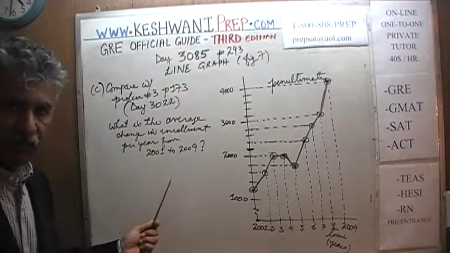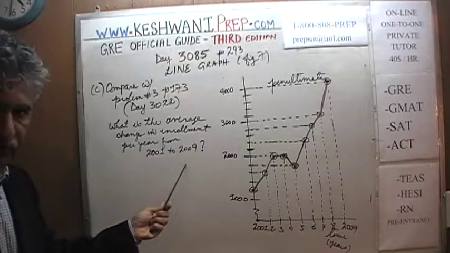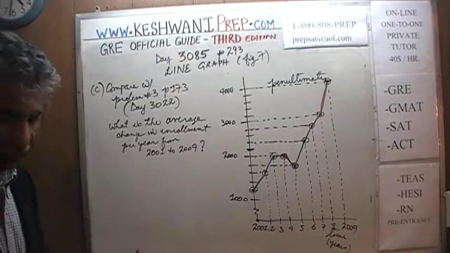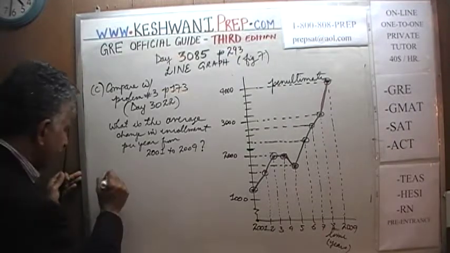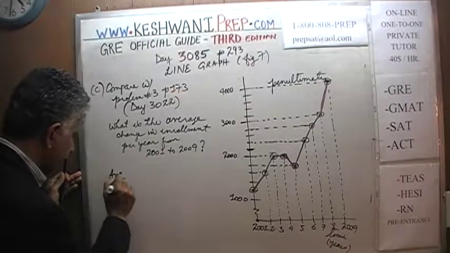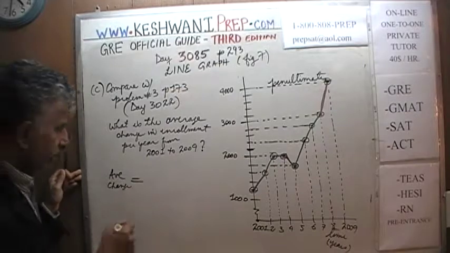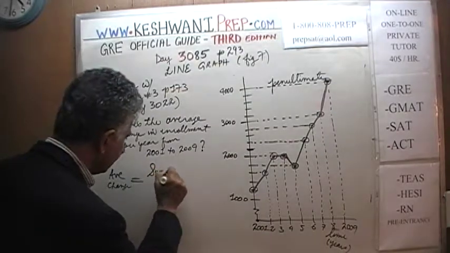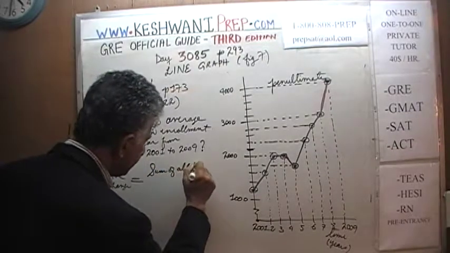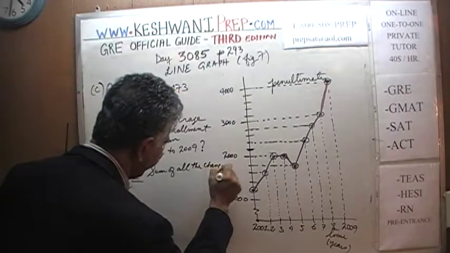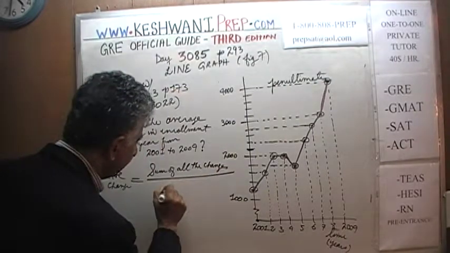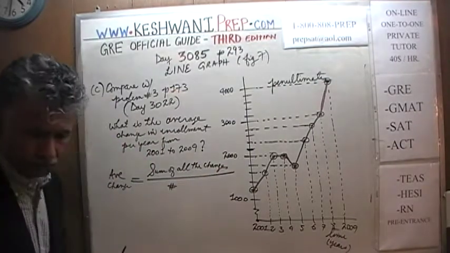As we know, if you want to find the average of anything, we have to have the sum, and we divide by the number of items that we have here. So here, the average change that we're looking for is going to be the sum of all the changes divided by the number of changes.